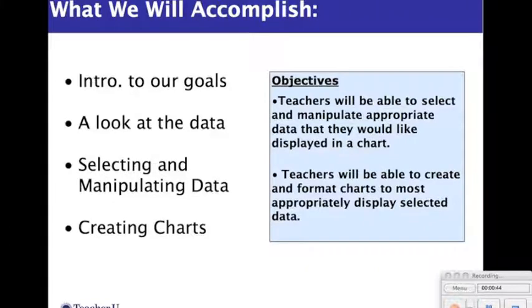So we're going to start by taking a look at the data, and I'm going to be referring back to data sets A, B, and C that we've looked at in the past two tutorials. Then I'm going to show you how I select and manipulate that data to make it appear in a chart. The last portion, I'm going to take these charts for each sample set and manipulate them. I'm going to use some of our different formatting options to look at the variety of ways that we can then display our data in these charts.